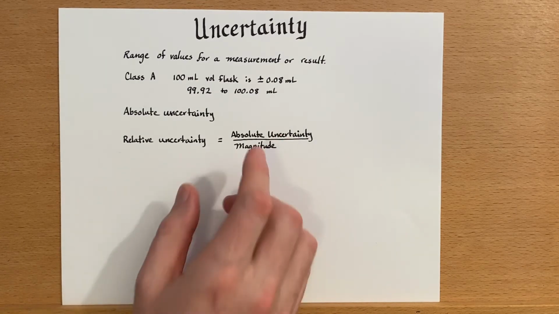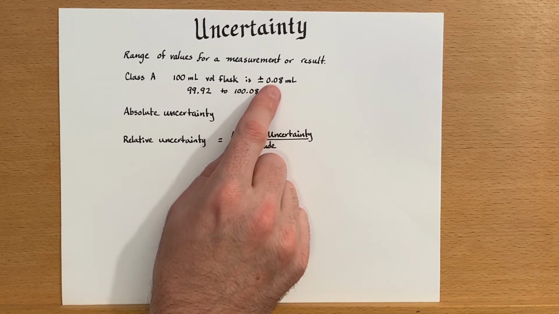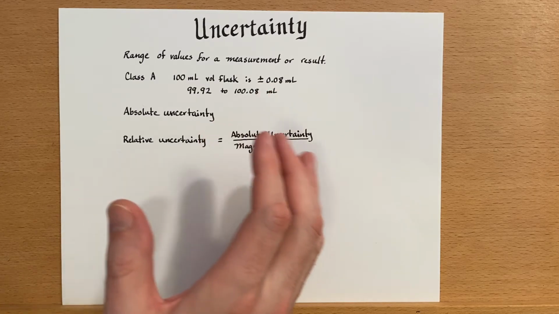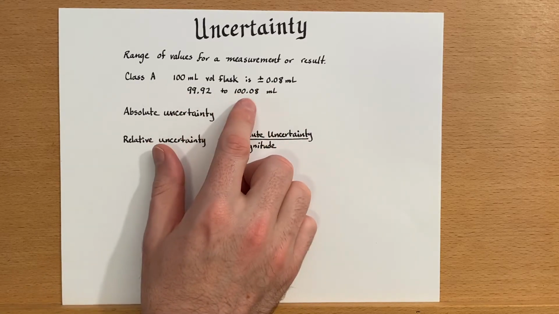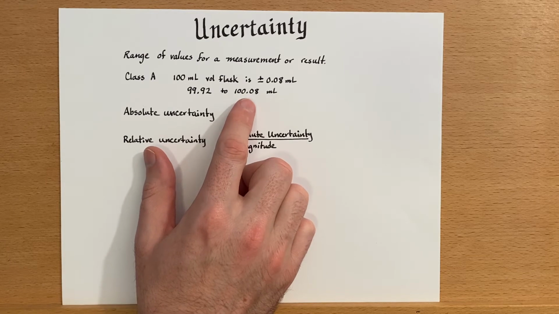Now, this is an example of absolute uncertainty. So we would just take the value and either add or subtract to get our range of values that our true value would be contained in.